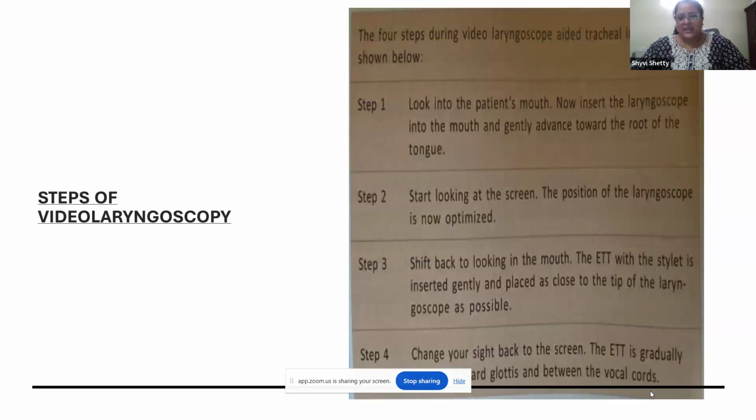So some of the steps that are involved would be: you look into the patient's mouth, insert the laryngoscope into the mouth, gently advance towards the root of the tongue. Now start looking at the screen. The position of the laryngoscope is now optimized. Shift back to looking in the mouth. The ET tube with the stylet is inserted gently and placed as close to the tip of the laryngoscope as possible. Then change your sight back to the screen, and the ET tube is gradually advanced in between the vocal cords.